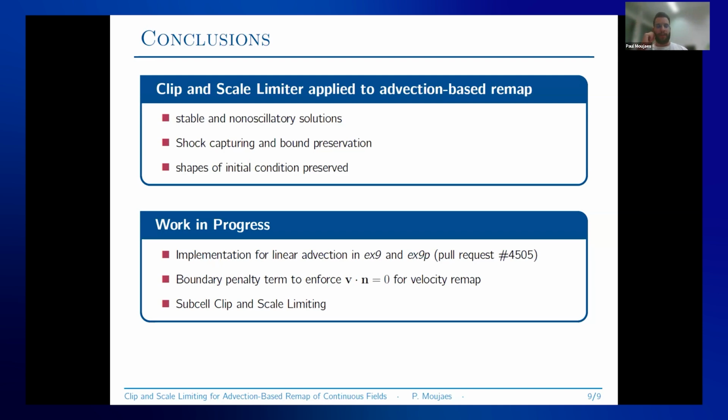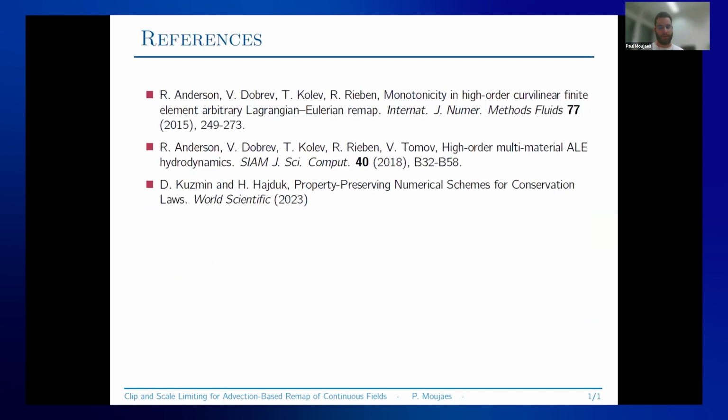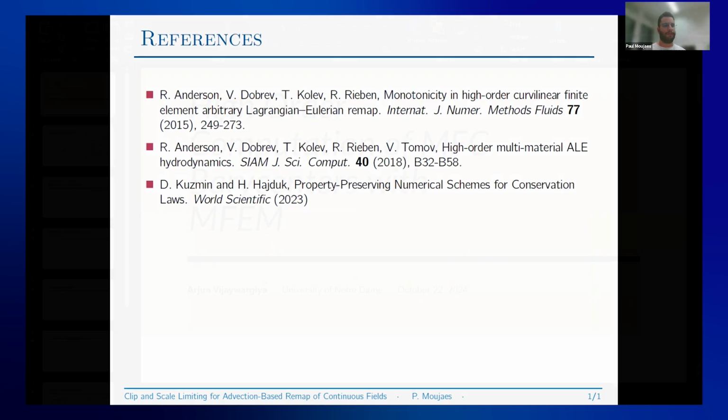And for limiting of this kind, where the stencil gets bigger the higher the polynomial order is, you need to go down to subcell limiting to regain higher order, because this limiting procedure is second order max, because it was designed for linear or multilinear elements. So these are my references, and I'd like to thank you for your attention.